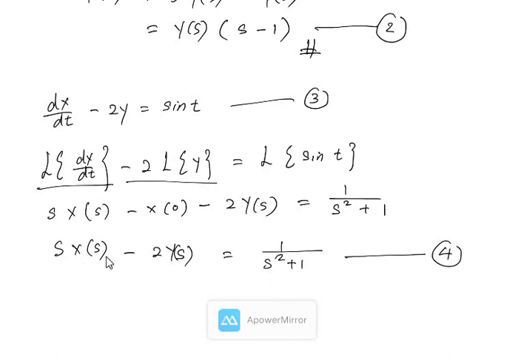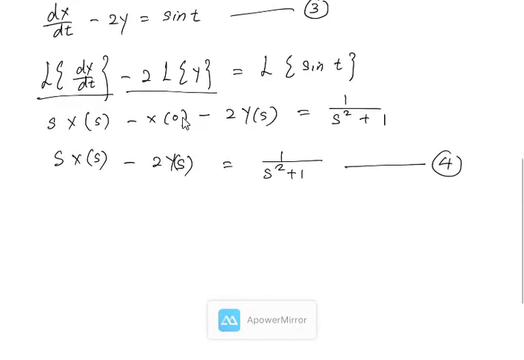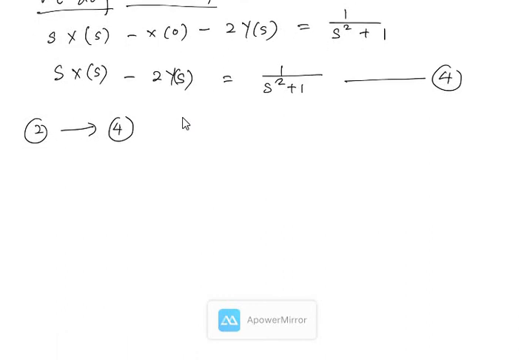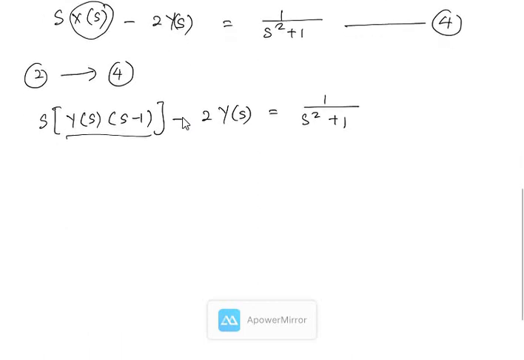So from here we can see that we have the xs here, which we can substitute by the value here. So this means that equation number 2 is substituted in equation number 4. So we have ys times (s minus 1) minus 2ys equal to 1 over s squared plus 1. So we substitute the xs with the value of this. So we can collect the ys here. Okay, we collect ys, so we have s squared minus s minus 2 equal to 1 over s squared plus 1.